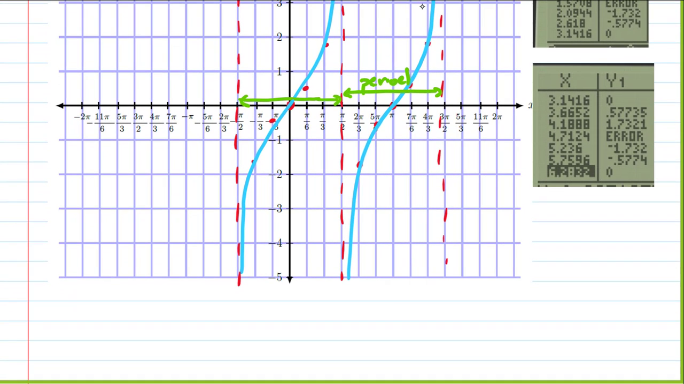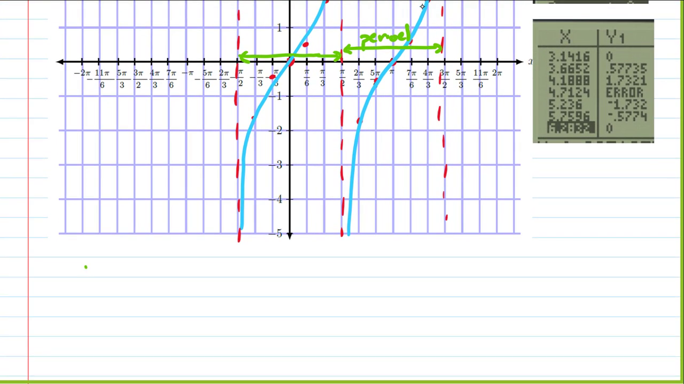So the first thing we note, based on this, is that the period of tangent is pi, not 2 pi. Sine and cosine both have a period of 2 pi. Tangent, which is the ratio of sine to cosine, has a period of pi.